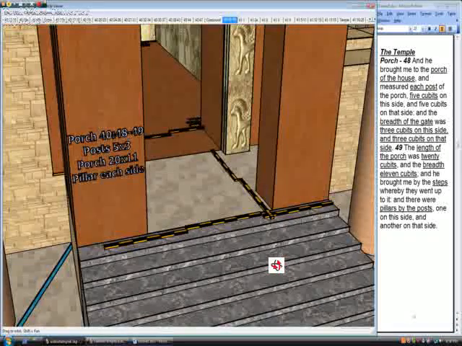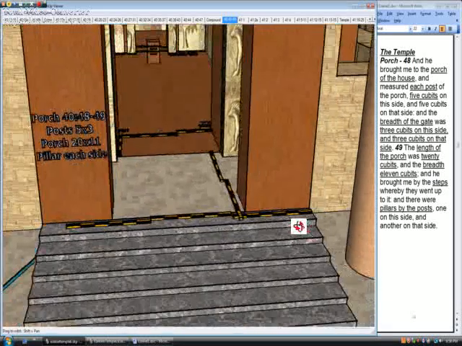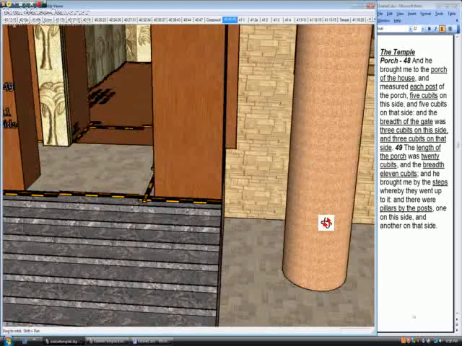So as far as the temple, the posts are 5 cubits by 3 cubits, 5 by 3. And the length of the porch is 20 this way. Length is always the long way, no matter which way it faces. And the breadth of the porch is 11 this way. And there are pillars on each side, large special pillars.